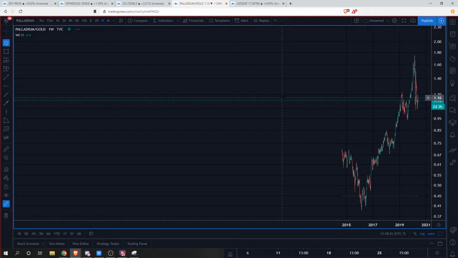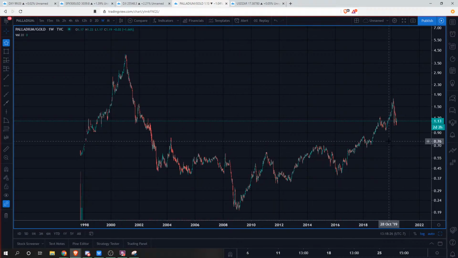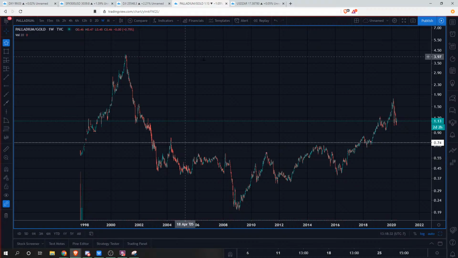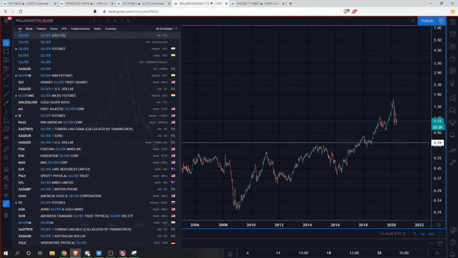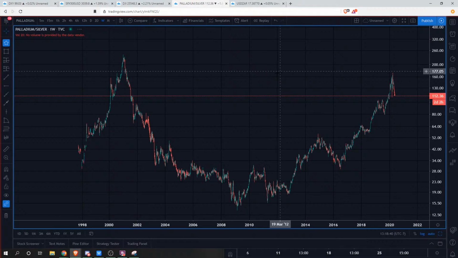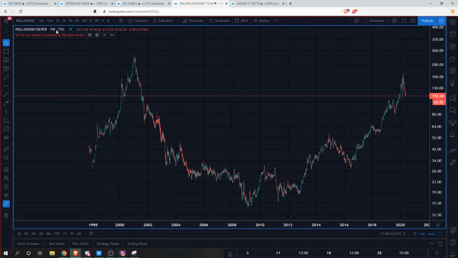We can even go on the weekly, and we can see it's absolutely mooning here, where the price appreciation of palladium is higher than the price appreciation of gold. We can do this with other assets as well. So instead of gold, we could do silver. And we can see that palladium is appreciating at a greater rate than silver by a substantial amount.